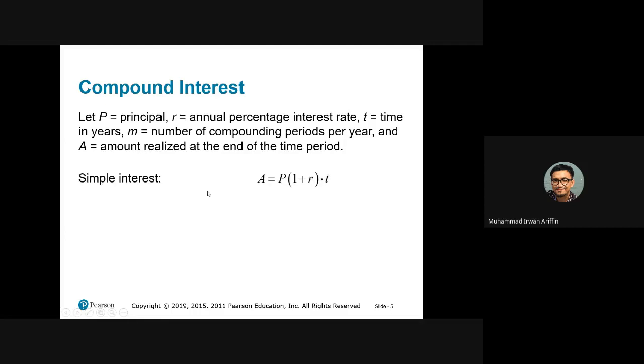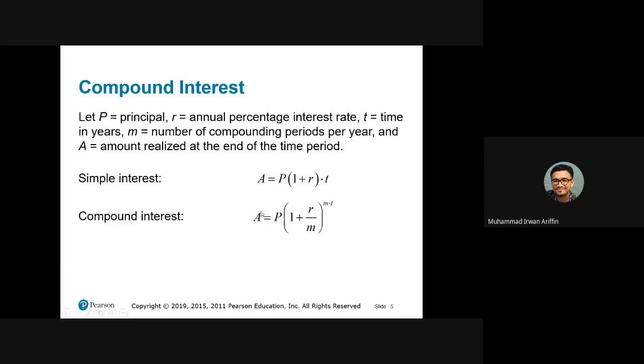Now, simple interest. A, the amount that you get at the end of the time period, is given by the principal, your actual investment, multiplied by the interest rate R, and multiplied by the time in years, because R is the annual interest. So the longer you put your investment, obviously you are going to get more interest, so your return will be higher.